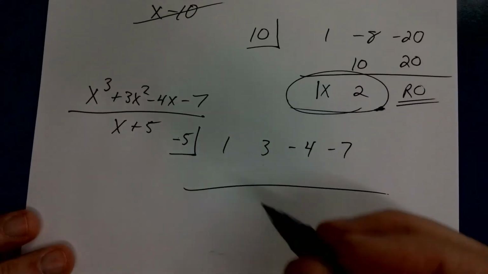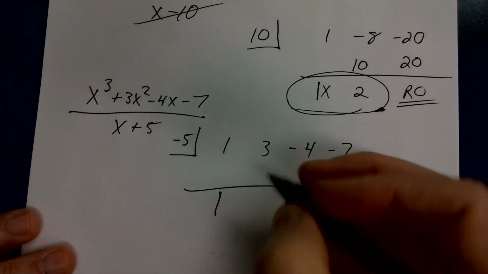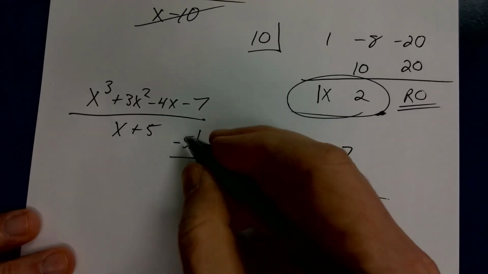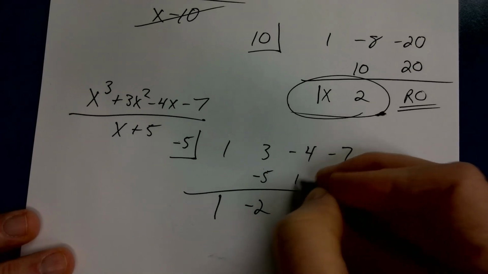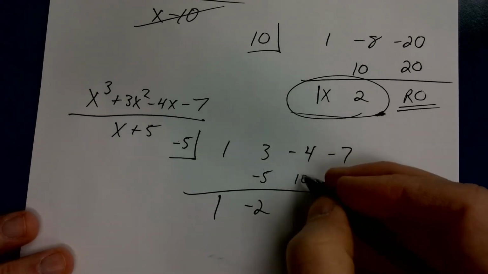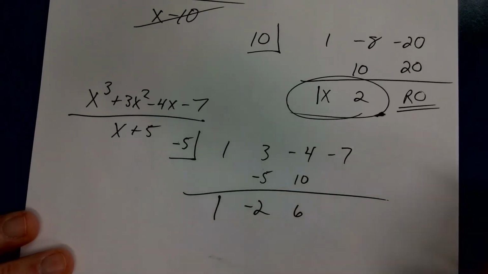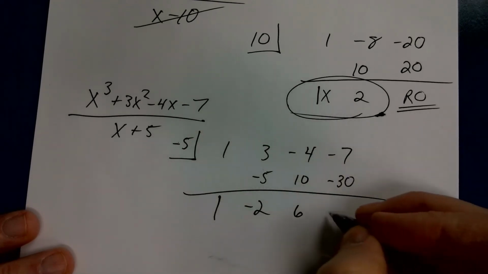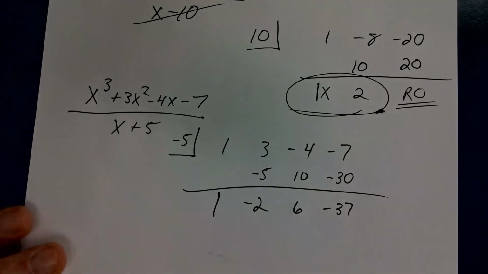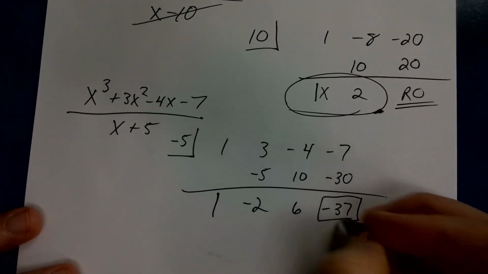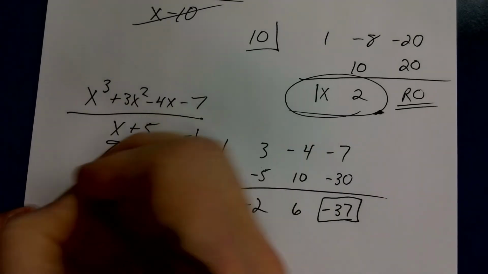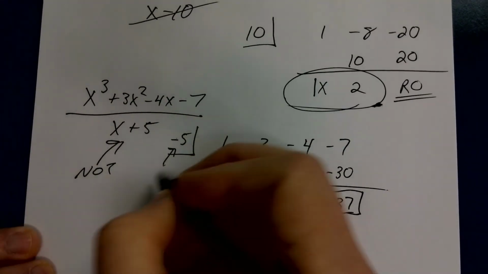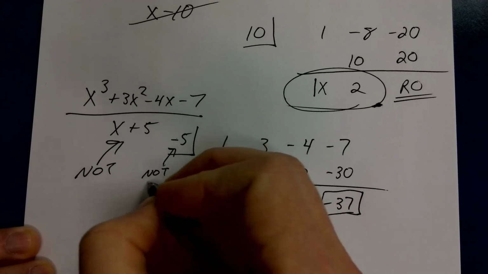Step number 1. Drop it down. 1 times negative 5 is negative 5. 3 and negative 5 is negative 2. Negative 5 times negative 2 is positive 10. 10 and negative 4 is positive 6. Negative 5 times 6 is negative 30. Add them. Negative 37. Not 0. Not a factor. Minus 5. Not a 0.